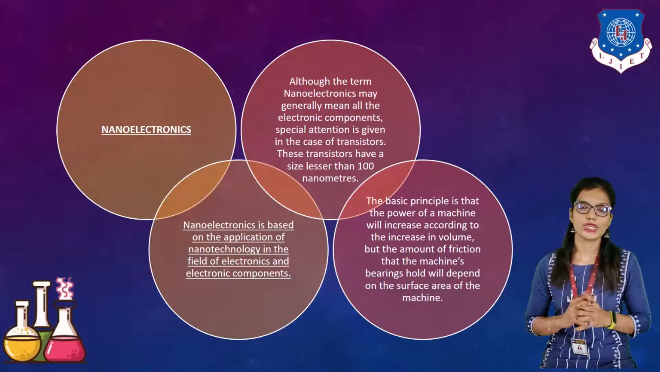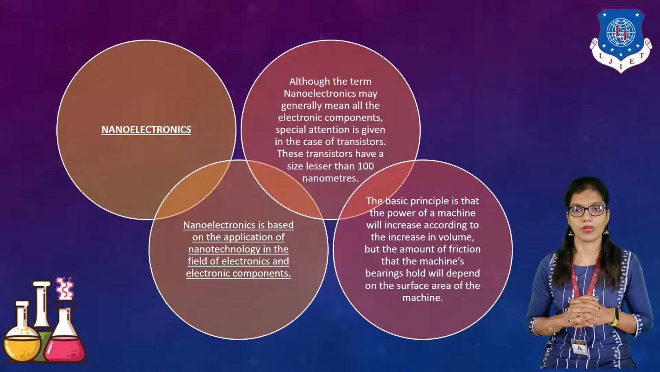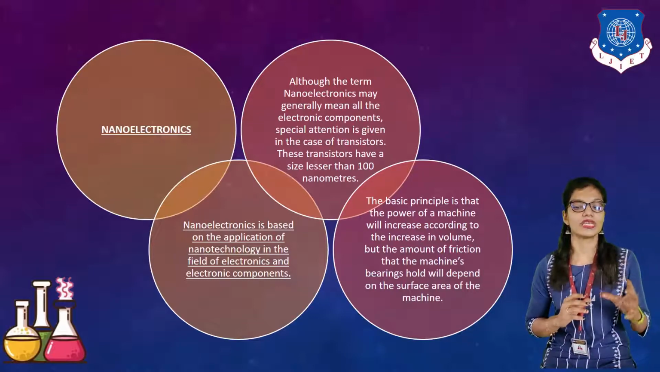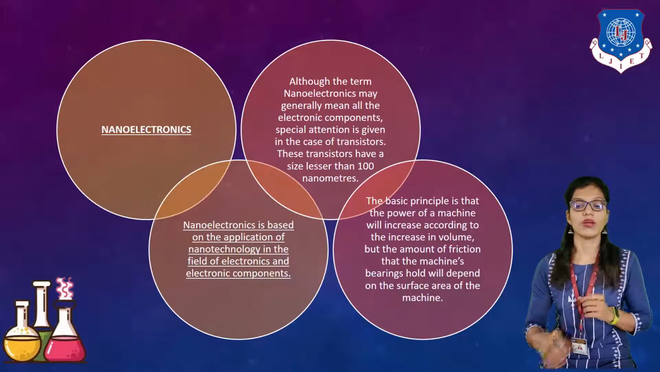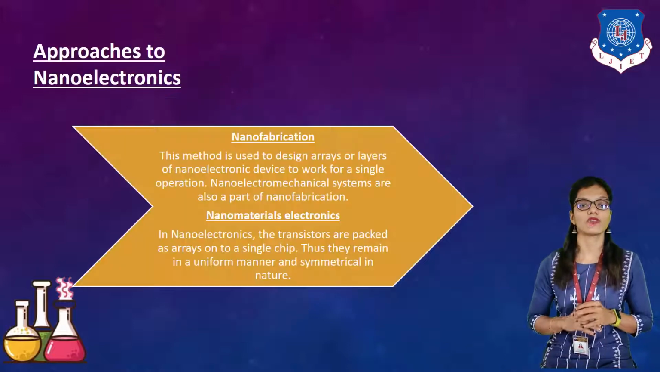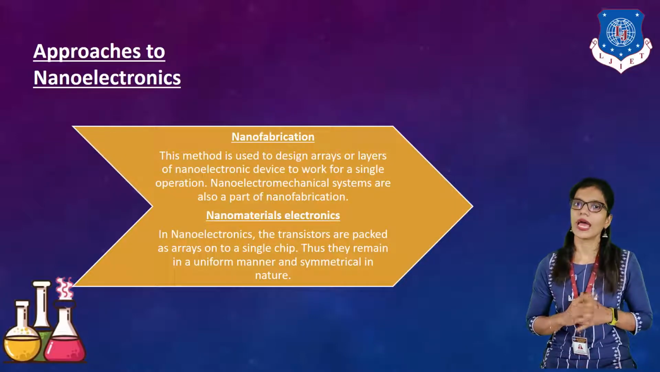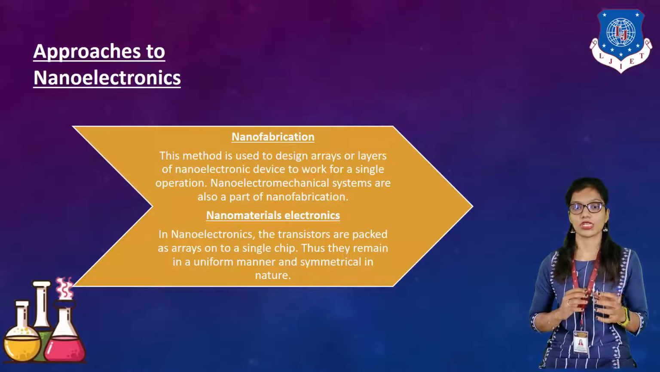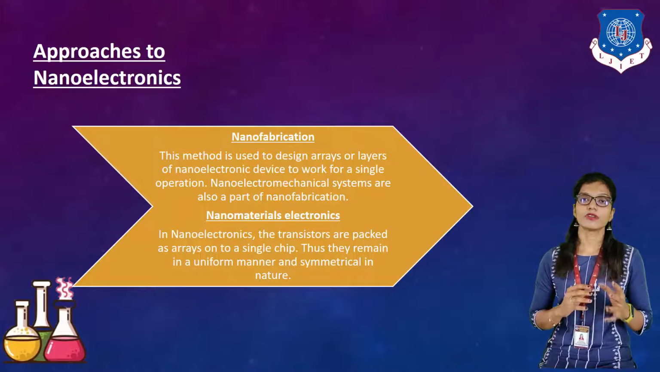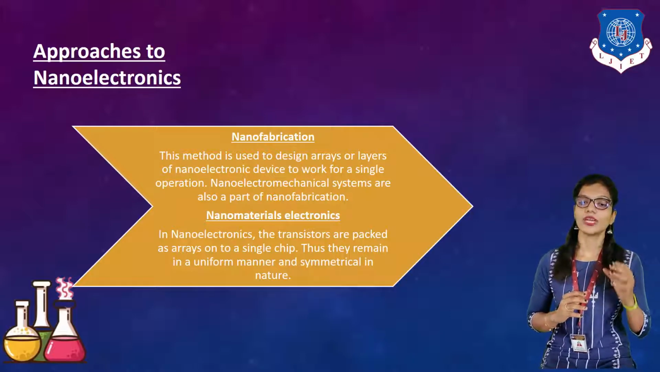Now let's take a look at the basic principle. The power of a machine will increase according to the increase in volume, but the amount of friction that the machine's bearing holds will depend upon the surface area of the machine. Now we will look at which approaches are used in nanoelectronics. The first one is nanofabrication.